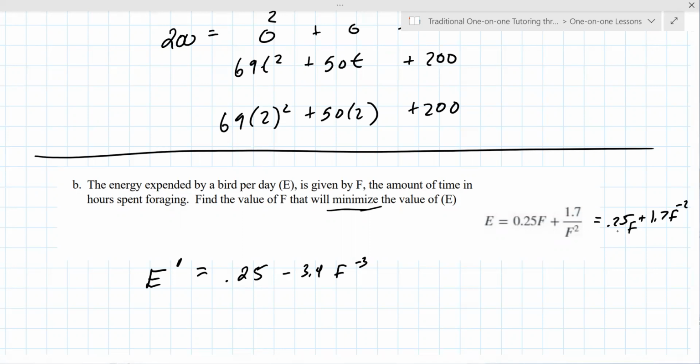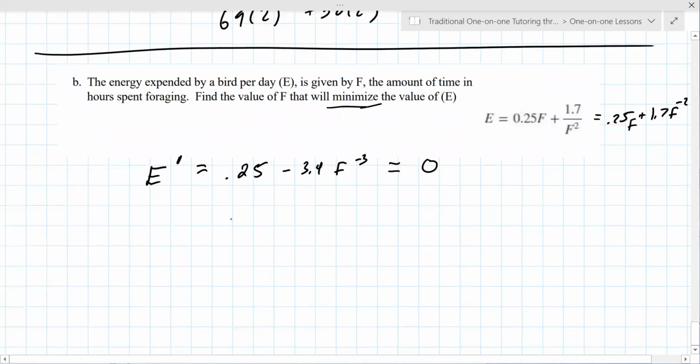Add exponents. I just want that to be completely clear. So the next thing here is to set this equal to 0 and solve for f.